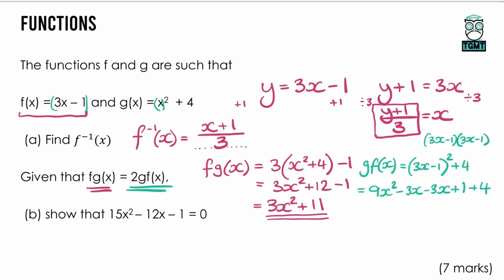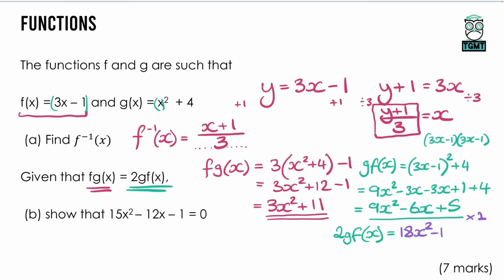Now if I simplify what we've got there, we have 9x squared. The two negative 3x's, we have minus 6x in total. And plus 1 and plus 4 makes plus 5. So there we go. That is my function gf(x). Now we want 2gf(x). So 2gf(x) just means multiplying it by 2. So if we times what we have there by 2, we get 18x squared minus 12x plus 10.